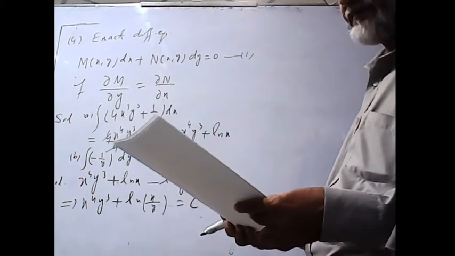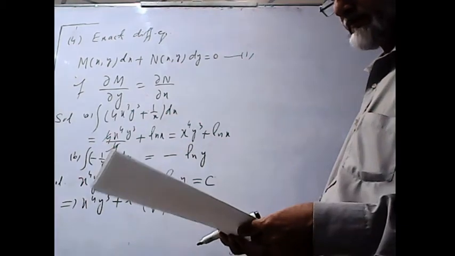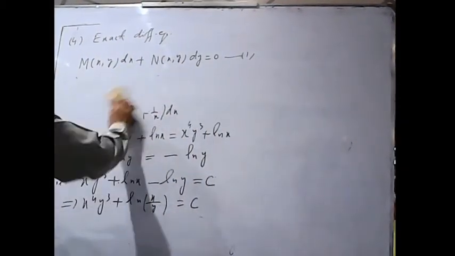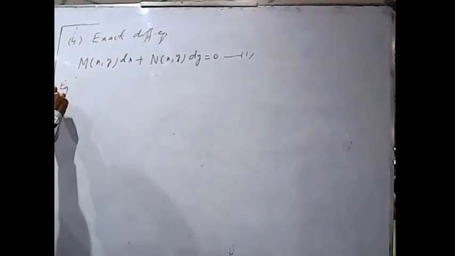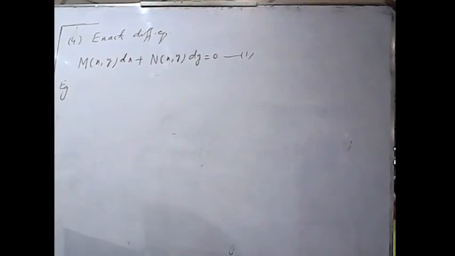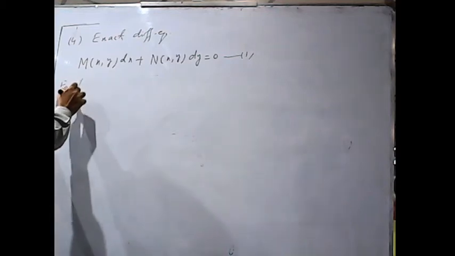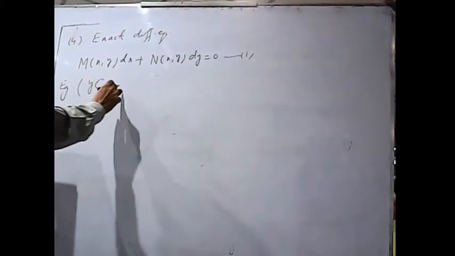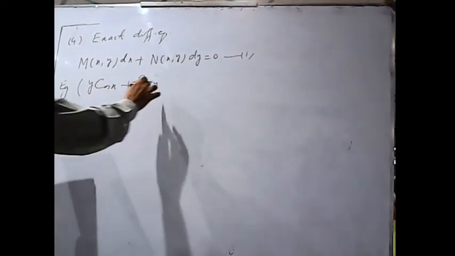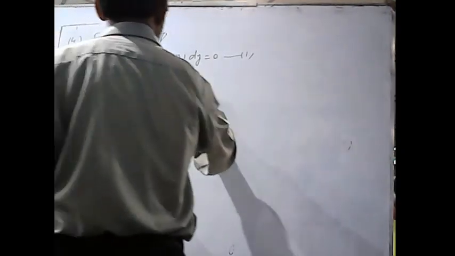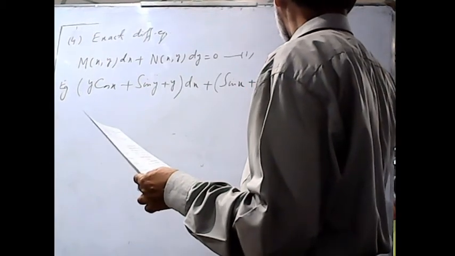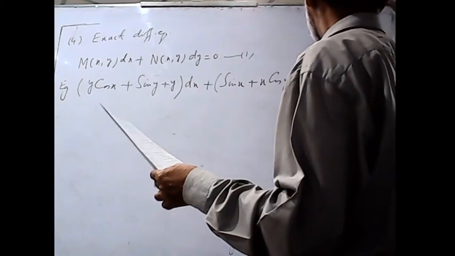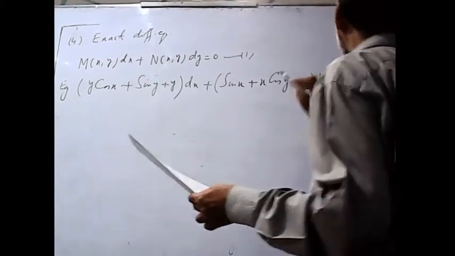Now consider another example. y multiplied by cos of x, plus sin of y, plus y, dx, plus sin of x multiplied by cos of y, plus x, dy is equal to 0.